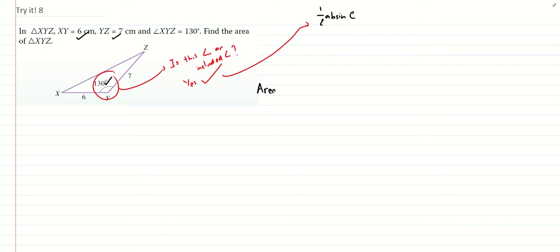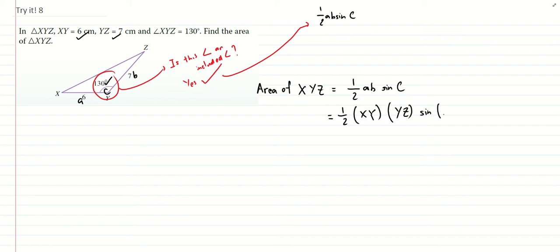Area of triangle XYZ. Rewrite the formula half ab sine C. In this case, we will label this a, this will be my b, and this will be my C. Remember, include the angle C. So half multiplied by XY multiplied by YZ multiplied by sine angle XYZ.